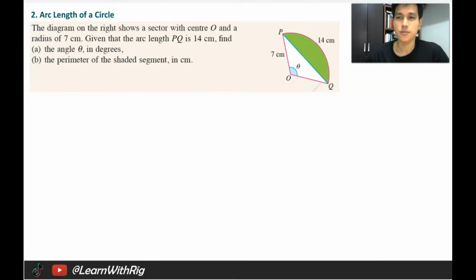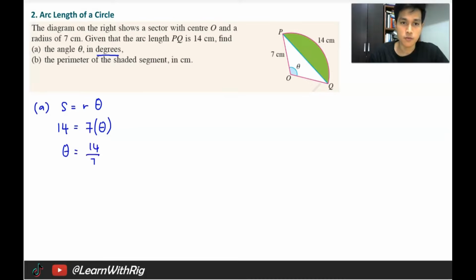Next, now it's getting a little bit more challenging, but no worries, you can do it. The diagram shows a sector with center O and radius 7. Given the arc length is 14 cm, the first thing they want to find is the angle, and they want it in degrees, so take note of that. Question A, they gave you the arc length. What's the formula for arc length? S equals r theta. S is 14, radius is 7, and you're looking for theta. So theta, the angle, is going to be 14 over 7, which equals 2 radians.